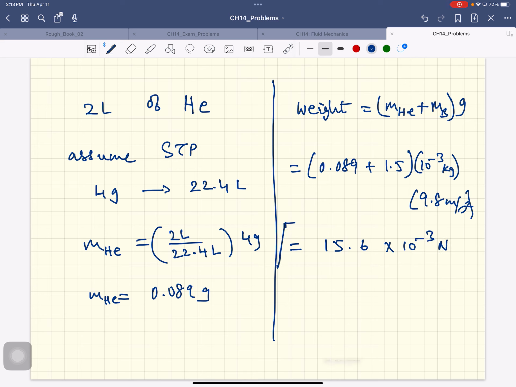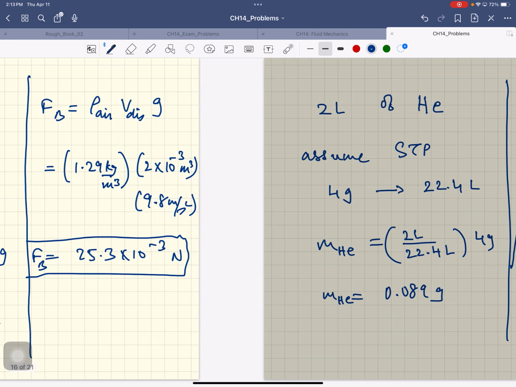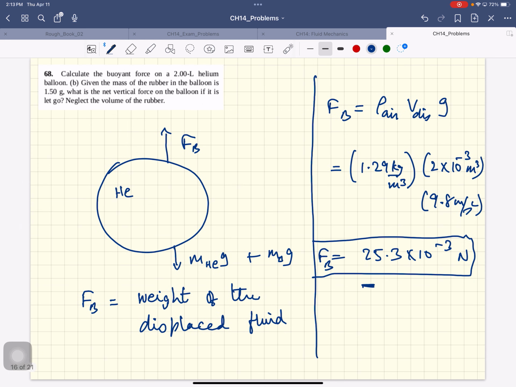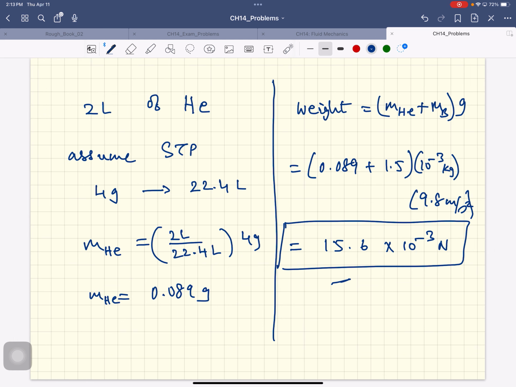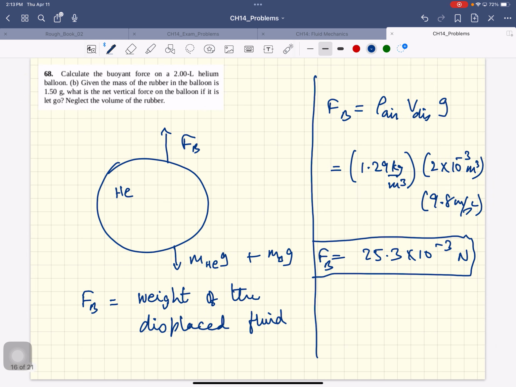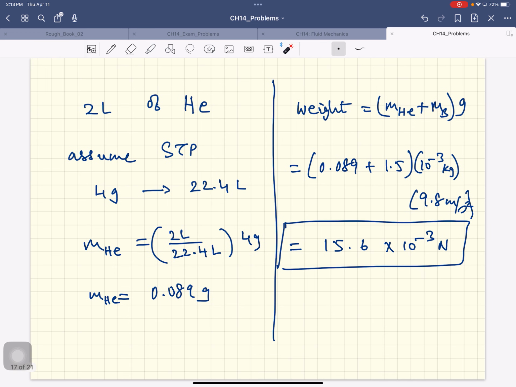Okay, so this is the weight being supported, and there is the buoyant force. And you can see that the buoyant force is greater than the weight being supported. Okay? And that'll always be true when the density of the object is less than the density of the surrounding medium.